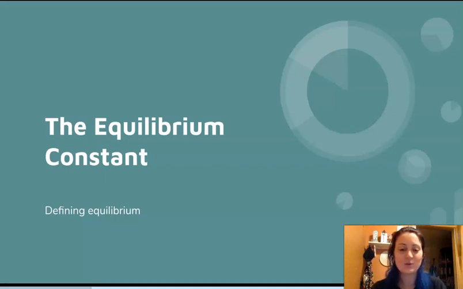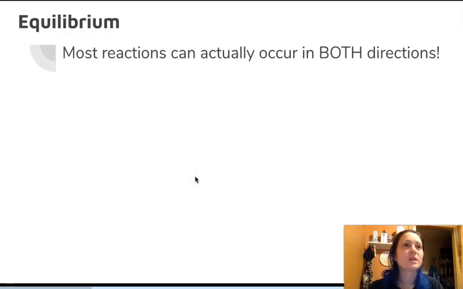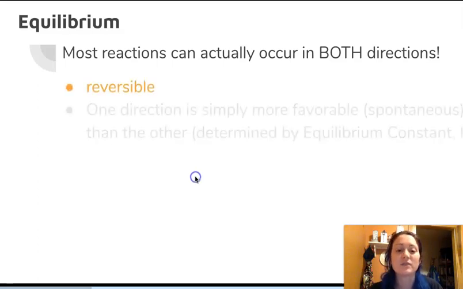Welcome to the introduction to the equilibrium constant and the concept of equilibrium. All right, so a lot of times when we think about chemical reactions, we tend to think about them as being unidirectional. We usually only think about the forward reaction, but the truth of the matter is that most reactions occur in both directions, and we say that they are then reversible.